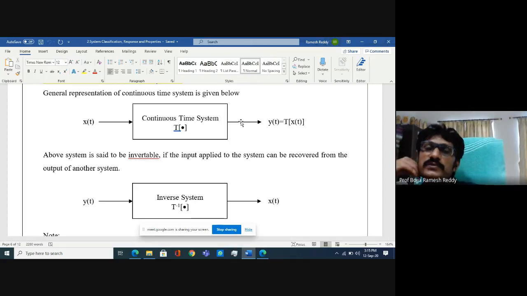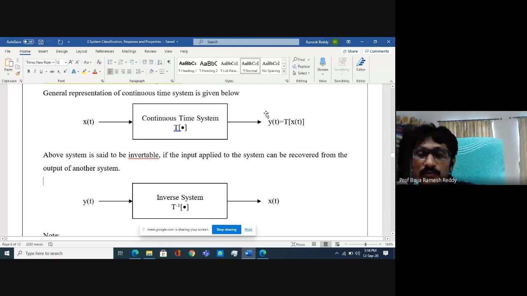Now my question to you: design one more system where you give the previous output as input to the system and get the original input. Recover the original input based on the output. After getting the output, recover the input by using some other system.